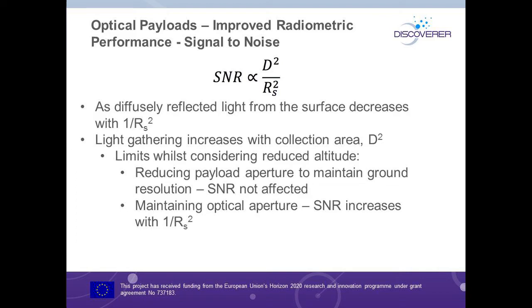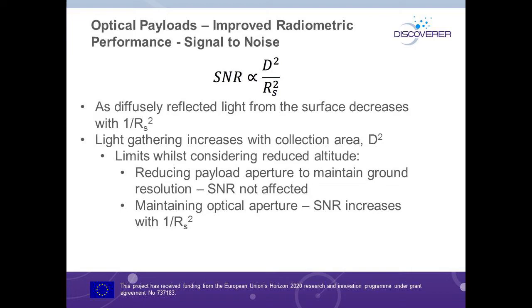So if you make the telescope aperture bigger, then again, the signal to noise increases with the diameter squared. So again, if you just look at those two extreme cases, one of which is if you consider reducing the payload aperture as you get lower, so you maintain the same resolution, then effectively these two things cancel out. And you get no change in the signal to noise as your telescope gets smaller and lower. Okay, that's one extreme. So all things equal, that's great.